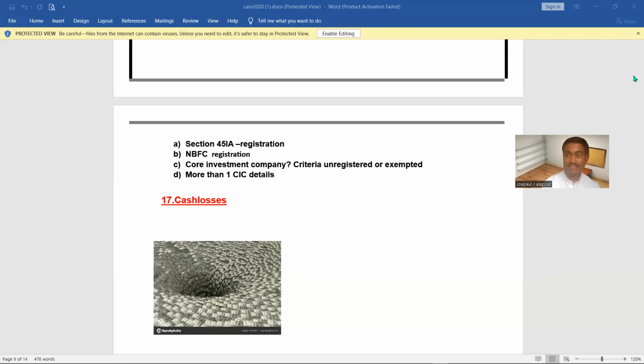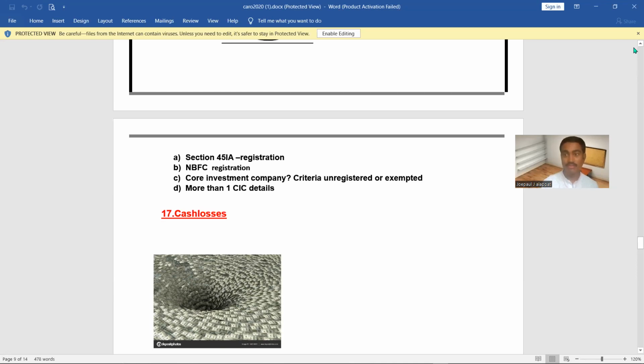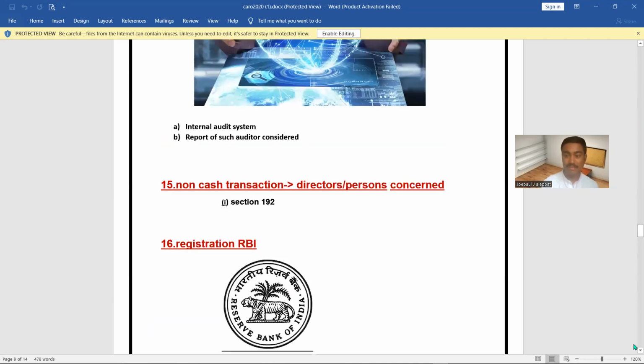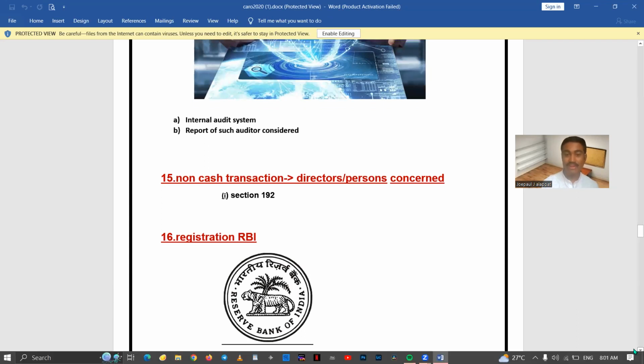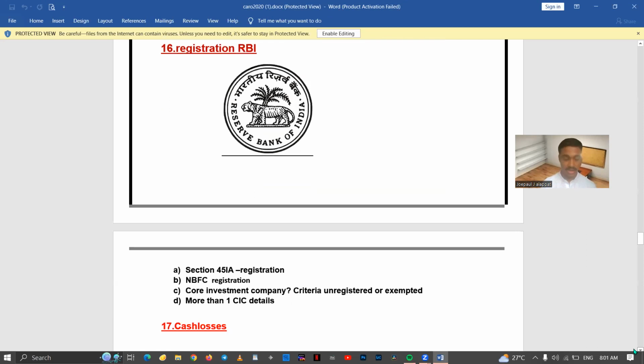Yes, 16th clause. It is regarding registration under RBI Act. Okay, you can see that. There are four subclauses. The first thing is that you have to see whether section 45-IA registration is taken or not. Registration with RBI. You have to see whether you have this 45-IA registration regarding NBFC registration and all. That is the first point.